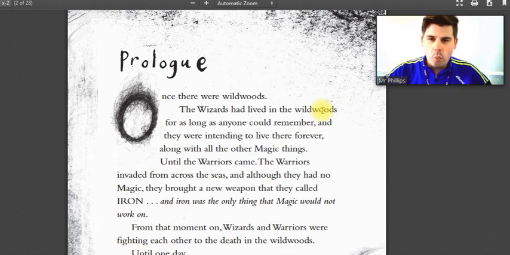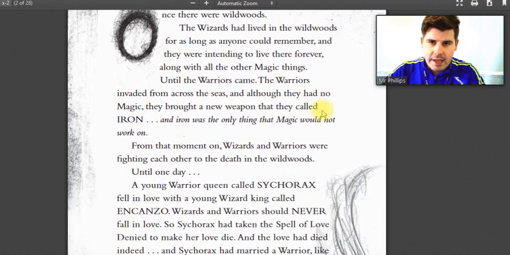Prologue. Once there were wild woods. The wizards had lived in the wild woods for as long as anyone could remember, and they were intending to live there forever, along with all other magic things. Until the warriors came. The warriors invaded from across the seas, and although they had no magic, they brought a new weapon that they called iron, and iron was the only thing that magic would not work on.